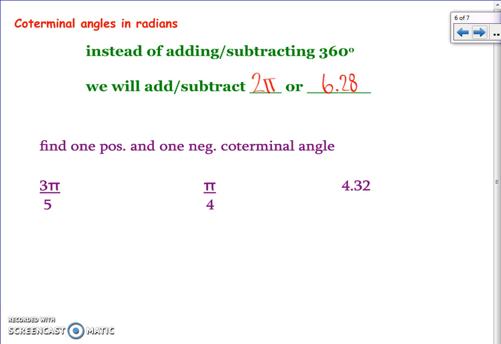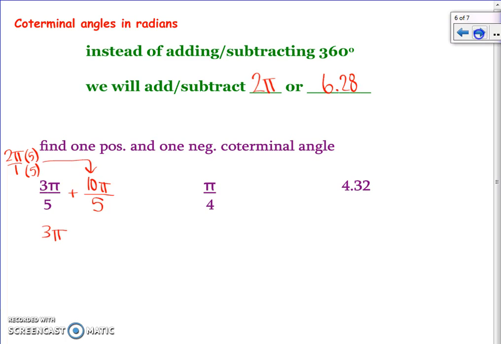Now, if we're adding and subtracting 2 pi, so let's say we have plus 2 pi, what do we need to make sure we do when we add and subtract fractions? We need a common denominator. So we want to change this 2 pi. So if we have 2 pi over 1, but we need a common denominator with 5, we just multiply by 5, right? So really, what do we have here? We have 10 pi over 5. Okay, just getting that common denominator. So that is that number right there.